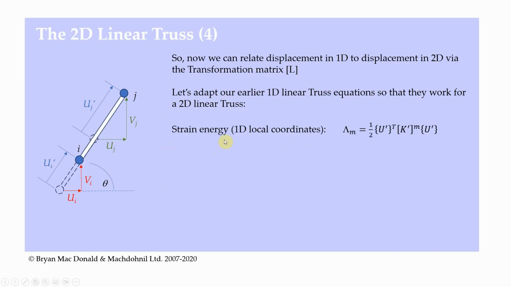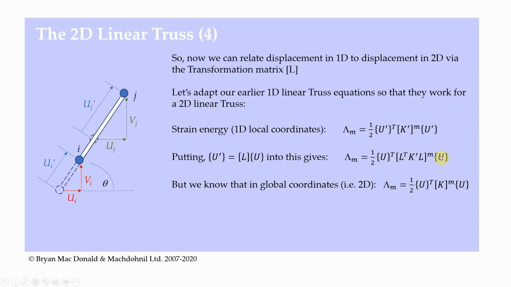If you recall, strain energy in 1D local coordinates was given by this: a half u dash transpose k dash u dash. Previously we'd just call that u transpose k u, but now because we're saying it's the one-dimensional version, we add the dash. So this is the equation we had for the one-dimensional truss. Putting u dash equal to L times u, which we just worked out in the previous slide, wherever we have u dash, we replace that with L times u. And remember, u is just a constant, so we keep the L transpose, k dash, L together.